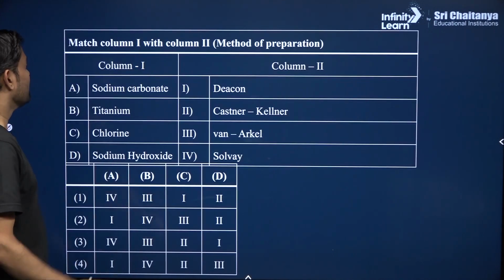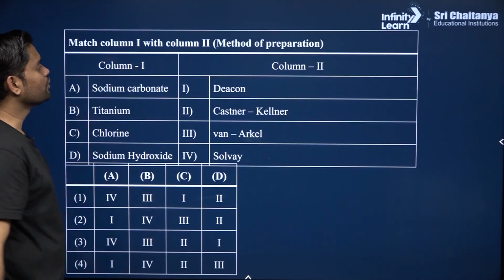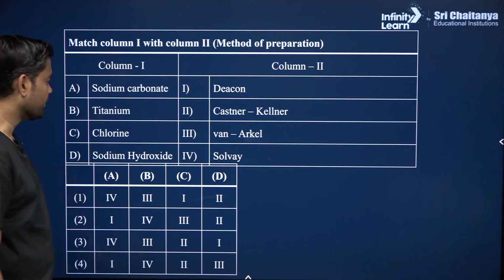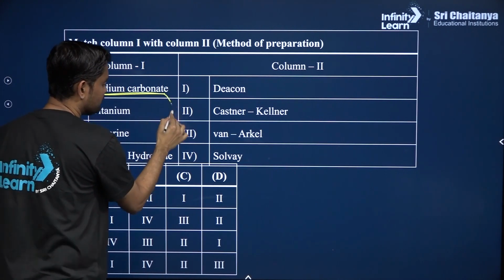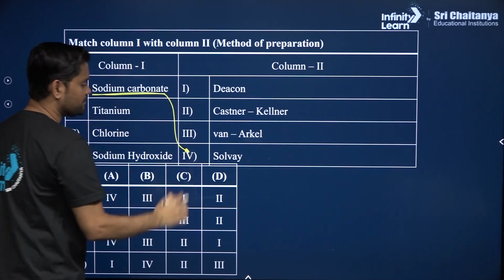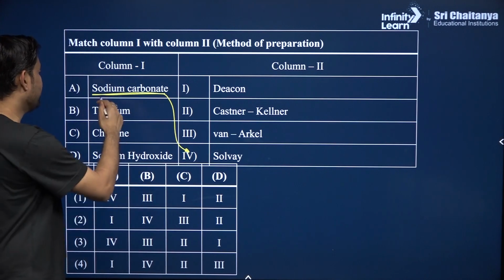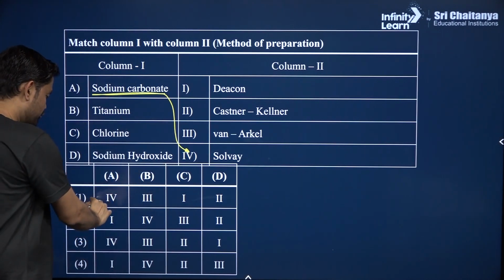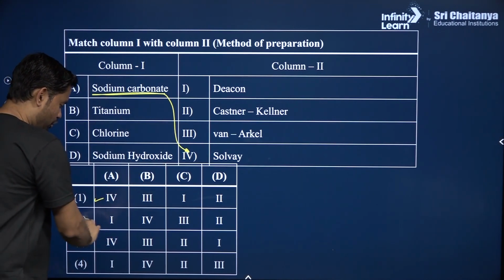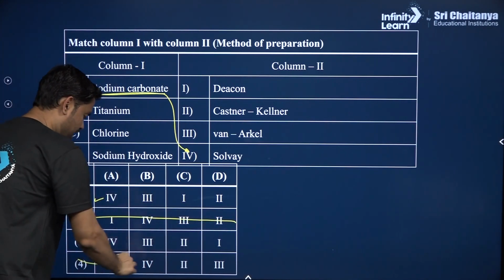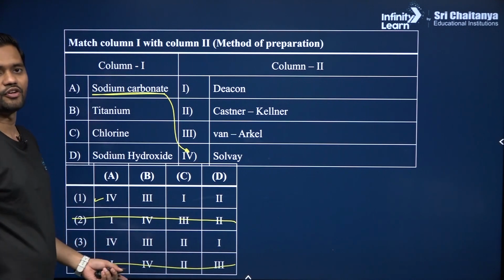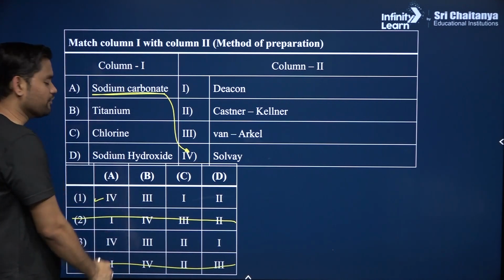Next, match column 1 with column 2, methods of preparations. Okay, so sodium carbonate, famous process, Solvay's process. So let's see. A goes to 4. Option 2 can be eliminated because A is 1 over here. Option 4 can be eliminated because again A is 1 over here. There are two options with A4 and A4.